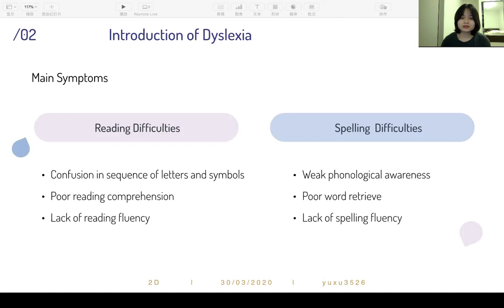In terms of spelling difficulties, they include weak phonological awareness. It means the ability to identify the sounds of a language and process them. The difficulties also include poor word recall and a lack of spelling fluency. I think they are easy to understand.